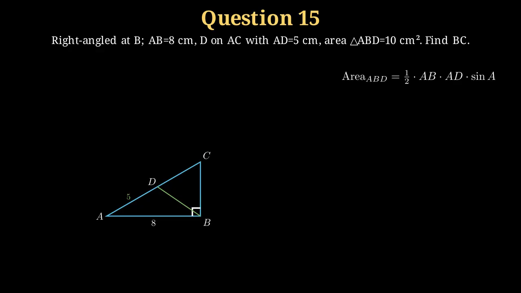Because D is on AC, the angle at A is the same in both triangles. The area of a triangle is a half times 2 sides times the sine of the angle between them. Here, the two sides from A are AB, 8, and AD, 5. So 10 equals a half times 8 times 5 times sine A, which is 20 sine A. Therefore, sine A is 10 over 20, a half, and angle A is 30 degrees.